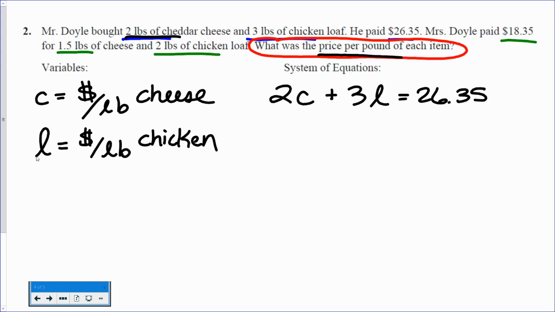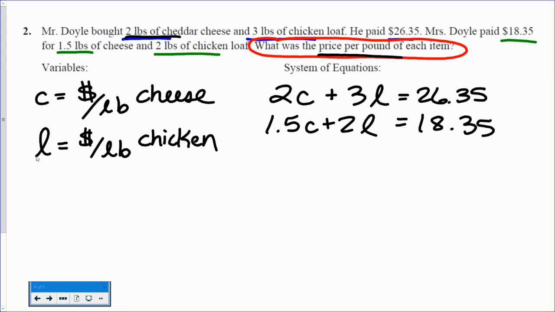Okay. Mrs. Doyle paid $18.35, and she bought 1.5 pounds of cheese and 2 pounds of the chicken loaf. Okay. So then I take a look at these two problems. I decide if I'm going to do elimination or substitution. This one is going to be a little bit messier if you try to get a variable by itself, because we're going to have to do some dividing. So we're going to get a little bit more decimals or fractions. So my suggestion would be to do elimination in this problem, but ultimately it'll be up to you.